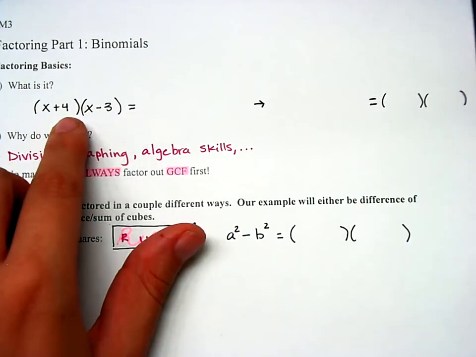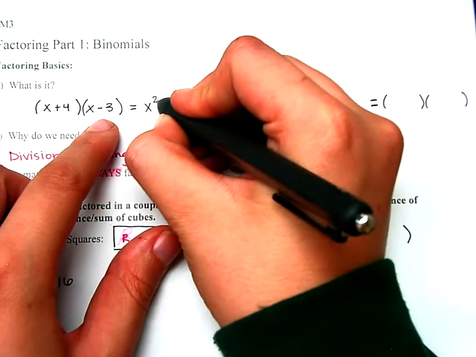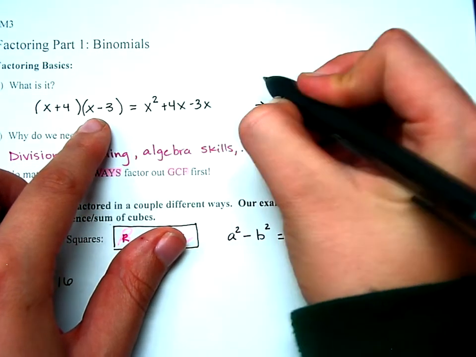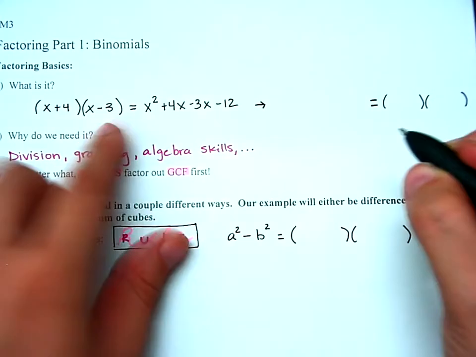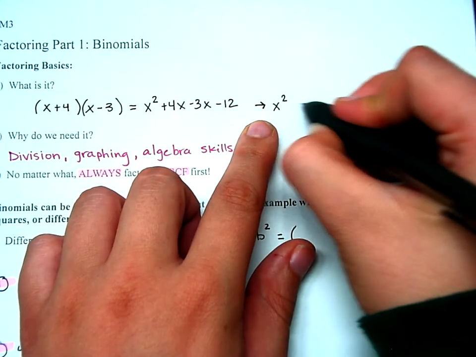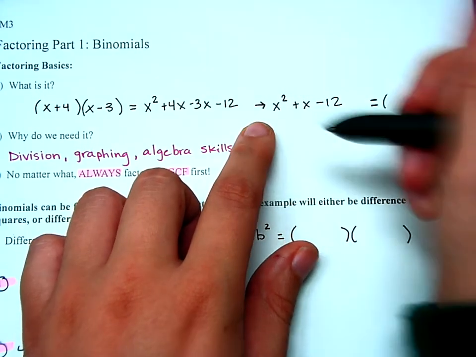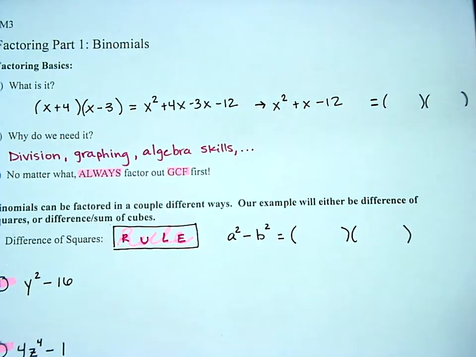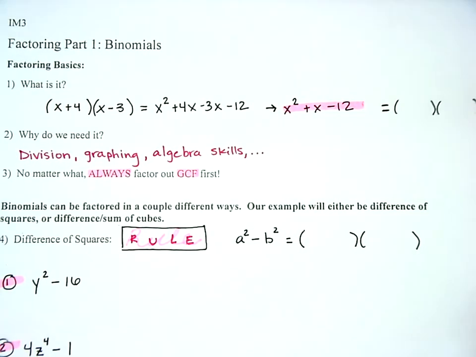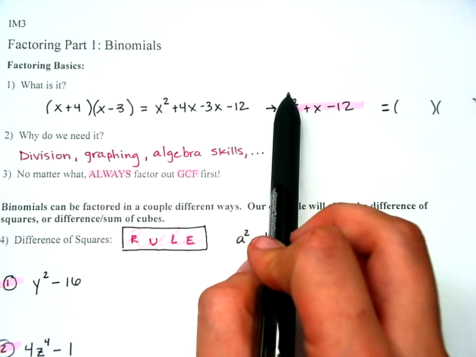Normally I would ask you, hey, multiply these, and we would get x squared plus 4x minus 3x, and then minus 12, right? And then I'd ask you to simplify that. So then you'd have x squared plus x minus 12. Now, this polynomial right here is what you're going to be given as your original problem when we're going through factoring problems. So normally we're used to going in this direction, multiplying.